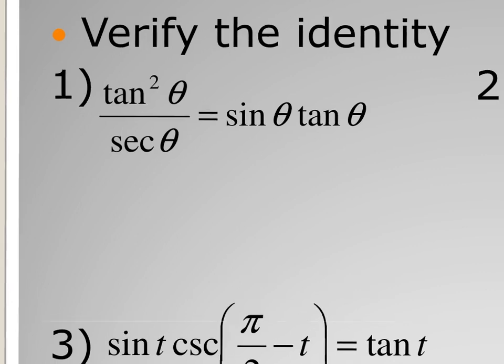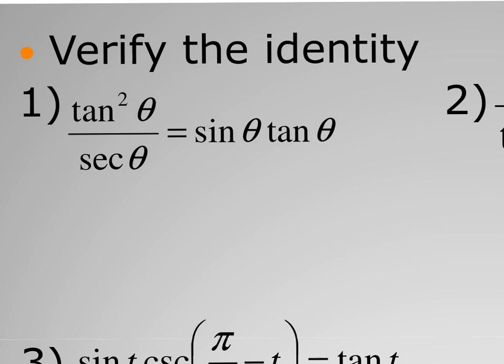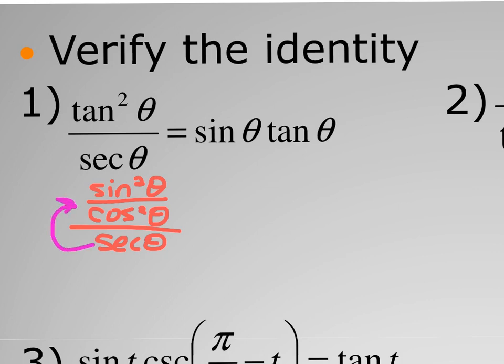tangent theta. So because the left side's a little bit more complex, I'm going to focus on that one first. I can try to replace tangent with sine squared theta over cosine squared theta, and then keep that over secant. And then I can actually bring secant to the top of my fraction, and by doing so that becomes cosine. So now I've got cosine theta times sine squared theta over cosine squared theta.